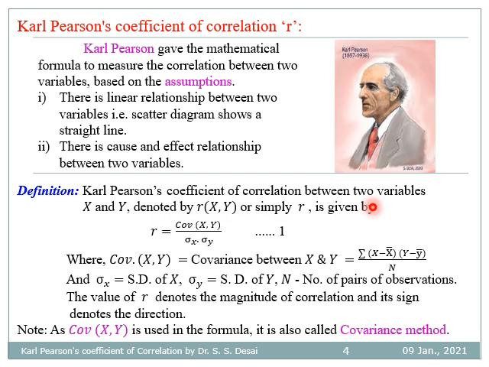r, is given by r equal to covariance between x and y divided by sigma x into sigma y, where covariance between x and y is given by this equation, sigma x is the standard deviation of x, sigma y is the standard deviation of y, and n is the number of pairs of observations. The value of r denotes the magnitude of correlation and its sign denotes the direction. As in this formula covariance between x and y is used, it is also called the covariance method.